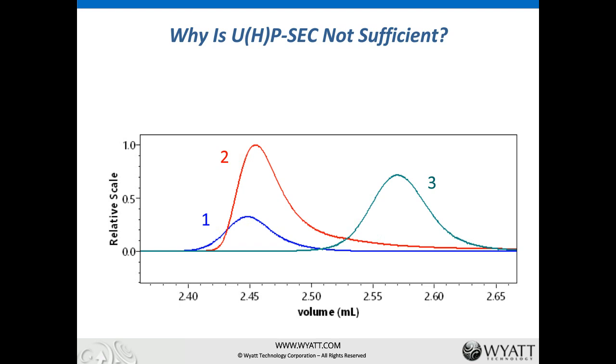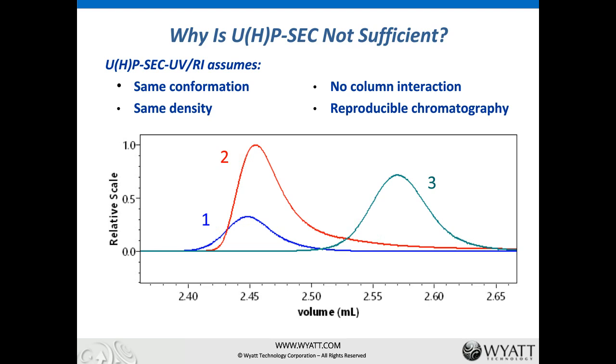Now, why is this approach not sufficient? Well, if we're using column calibration, we actually are making a few very important assumptions. For example, we assume that the sample molecules have the same conformation as the molecular weight standards, and that there is no interaction between the column material and any of the molecules. Quite often, one or more of these assumptions are not valid, and the estimated molecular weight can carry a large error.